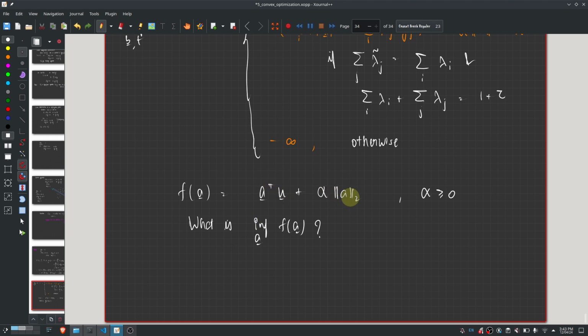So what is 2 norm of A? This is equal to square root of A transpose A. Right. So f of A is equal to A transpose U plus alpha times square root of A transpose A. Let me choose A to be equal to alpha times U and try to minimize over all possible alpha. I'm minimizing this with respect to a restricted search space. So if this tends to minus infinity for some alpha, then obviously the minimum of f of A is also equal to minus infinity.